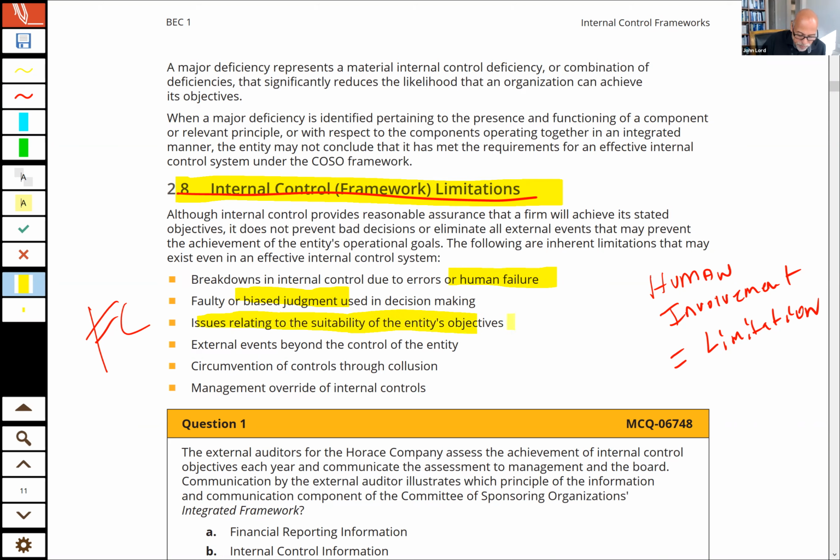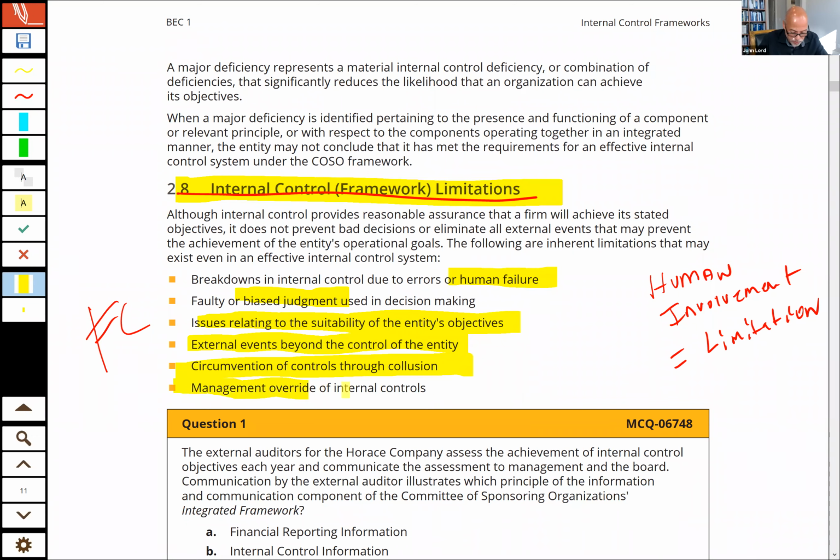Issues relating to the sustainability of entities' objectives. Well, computers don't leave and go work for another company, right? Or die or retire or have a nervous breakdown, or break up with their girlfriend and can't think straight anymore. This is a human thing, right? External events beyond the control of the entity could be a human factor, but could also not be. You have some sort of disaster that takes out certain controls, certain systems, what are you going to do, right? That's beyond the entity's control.